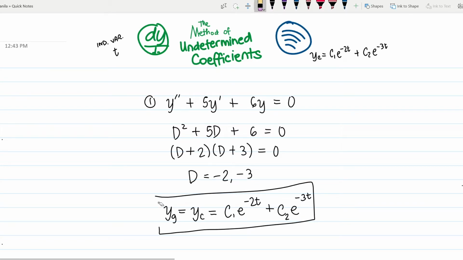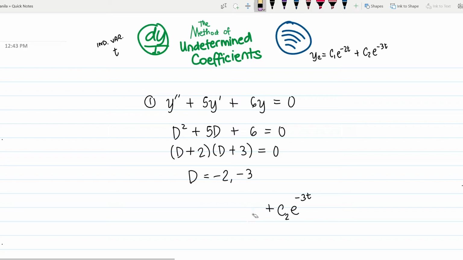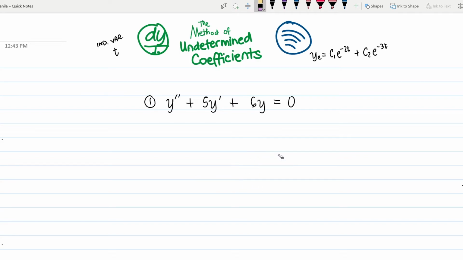All right? And so, our second example comes from just changing one tiny thing here. Let's just change this 0 to, let's see my example. Okay, let's change it to 4e^(-t). And this is where the method of undetermined coefficients starts. This works because of the principle of superposition.